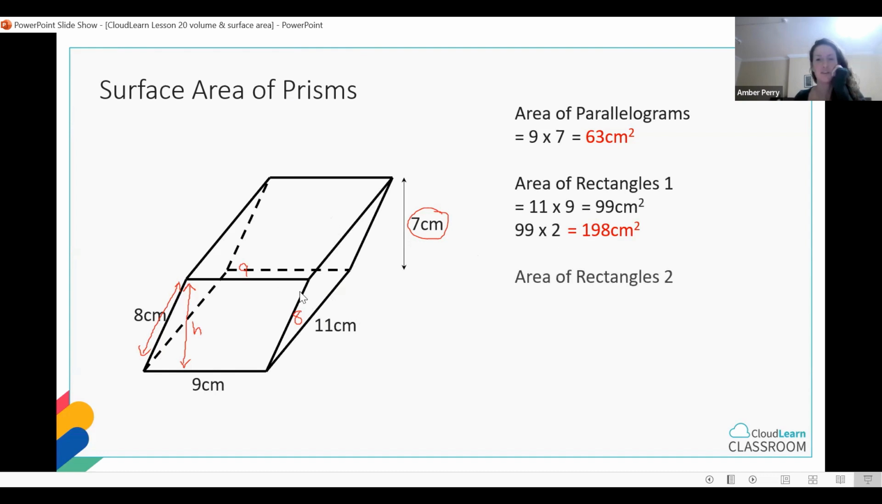And then the next one, we've got the area of this rectangle too. So that's going to be 8 times 11. So it's 88. And again, we've got one on the side there, and we've got an identical one on the side here. This is also 8 times 11. It can get a bit confusing, but of course, if this is 11, then this must be 11 as well. So that's 8 times 11. So we've got 2 of those.